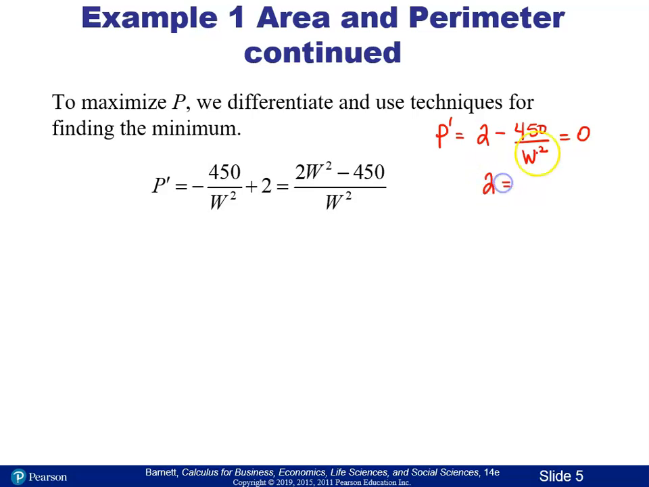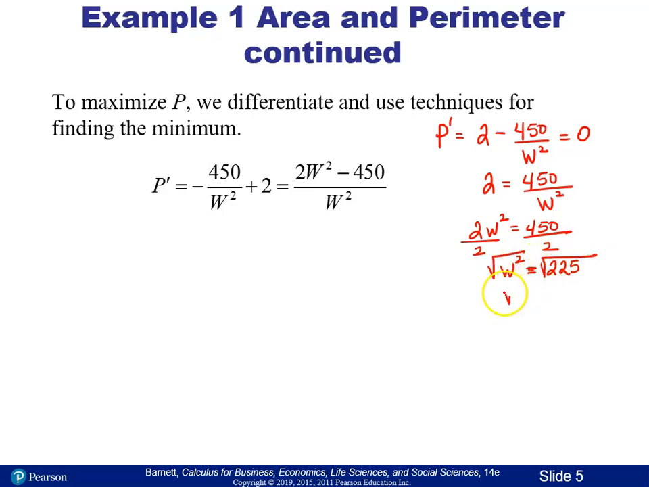So I'm going to move this to the other side, so 450 over w squared, move that over so it becomes positive. So I'm going to cross multiply at this point, and then I'm going to divide by the 2. So I'm going to have w squared is equal to 225. So I'll take the square root. So w is going to be either plus or minus 15, because 15 squared is 225.